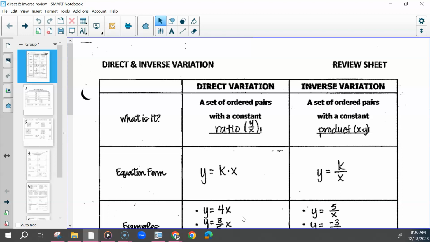Alright, look at your review. As a reminder, we were talking about direct and inverse. So no one should be talking. Everyone should be looking at your review.